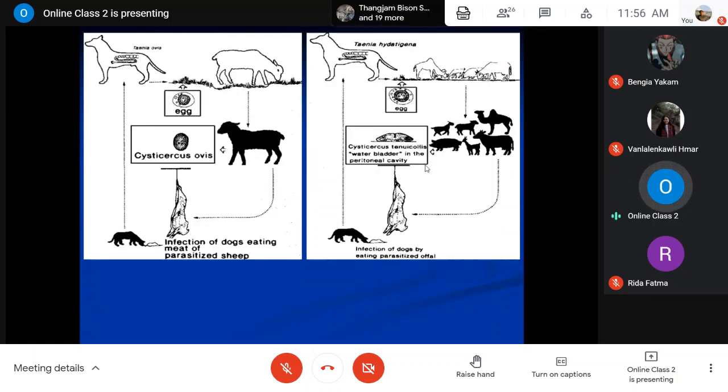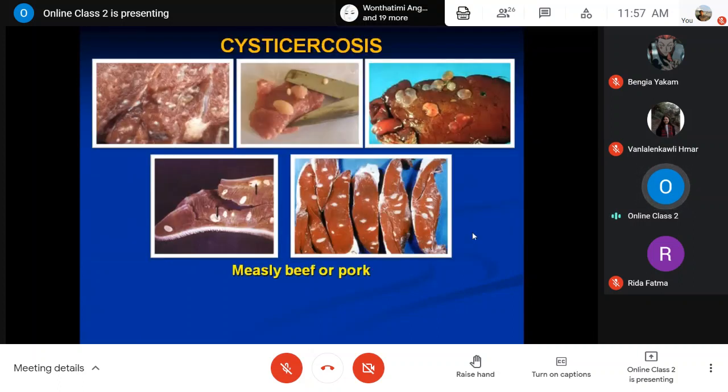So these are another cycle of the cysticercosis ovis, in the case of sheep and goat, through the dogs and all, right? So these are some of the pictures, as I have shown you some pictures in the practical class also, and the infected meat. Okay, goes by the cyst formation in the meat like this.